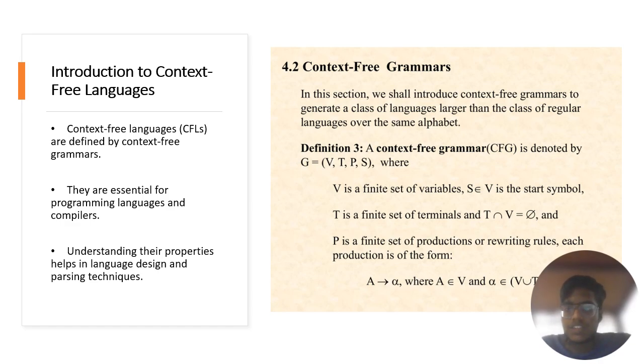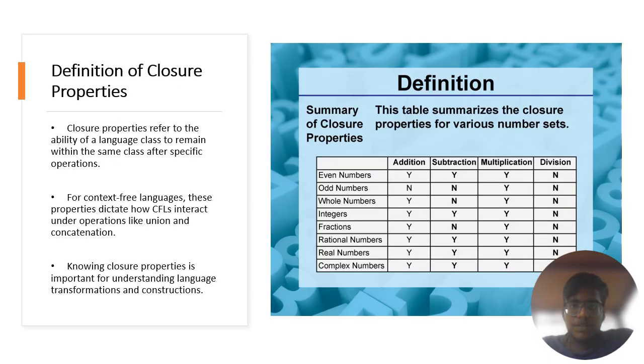A context-free grammar is usually denoted by G = (V, T, P, S), where V is a finite set of variables and S is the start symbol. T is the finite set of terminals, and T intersect V is empty. P is a finite set of productions or rewriting rules, where each production is of the form.